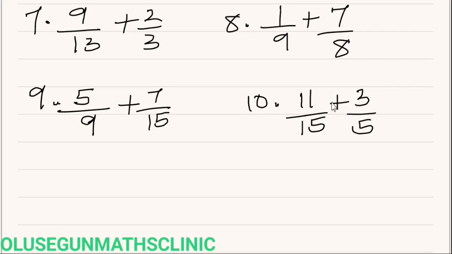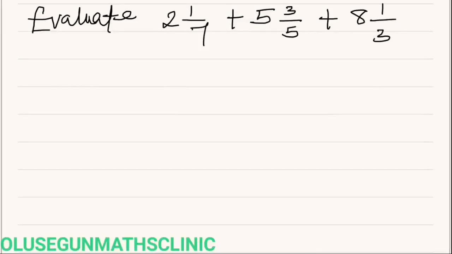So these are the classwork that you must do to test the levels of our brain. But still recall, fractions still go further to some certain stage, which we are going to next. So evaluate 2 whole number 1 over 7 plus 5 whole number 3 over 5 plus 8 whole number 1 over 3. In solving these questions, the first thing you need to do is collect all the integers together and then the fraction parts together.